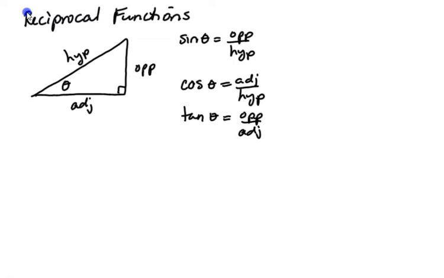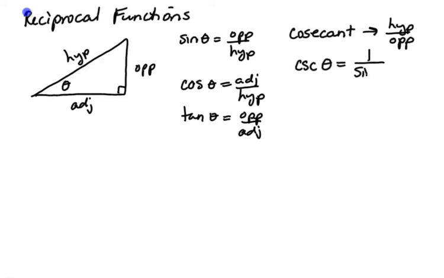One of them is called cosecant. Cosecant is the reciprocal of sine. Cosecant is hypotenuse over opposite. So we say that cosecant of theta is the reciprocal, or 1 over sine of theta. And we find that using hypotenuse over opposite.